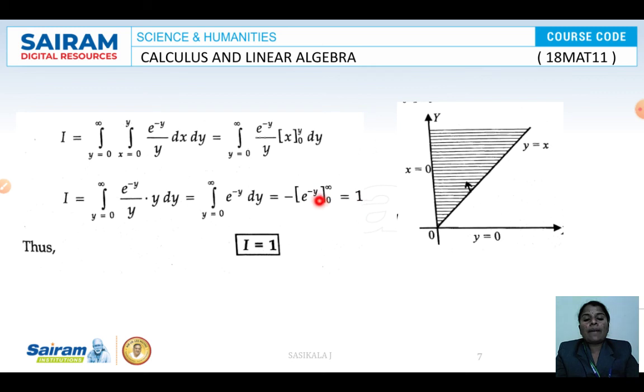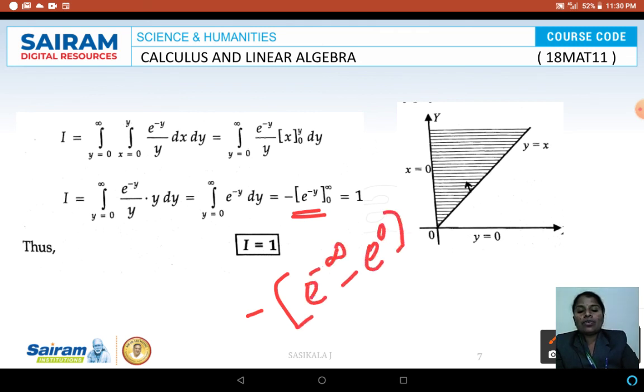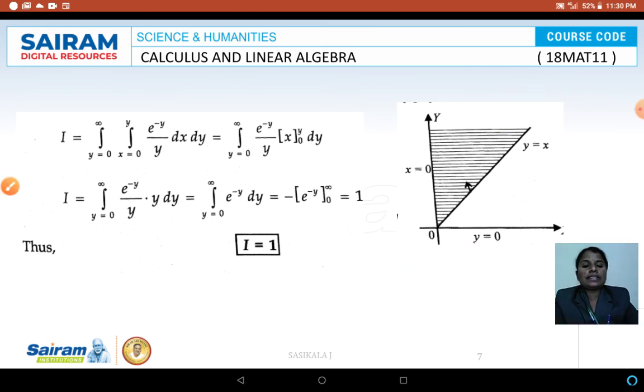So you can apply the limits here. How it has come to 1, I will explain. Minus of (e power minus infinity minus e power 0). As I told in the last class, e power minus infinity I can write as 1 by e power infinity, which is nothing but 1 by infinity. 1 by infinity value will go to 0. So 0, and e power 0 will be 1. So minus into minus is a plus. So you will get the integration result as 1.